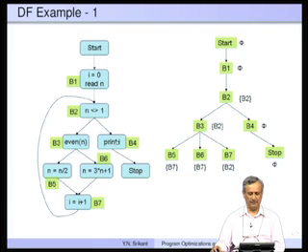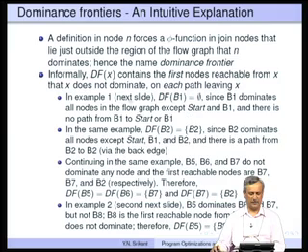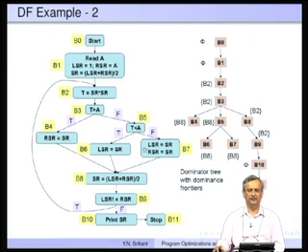B4 dominates stop and there is no other back arc. So, B4 has dominance frontier as phi, and the same is true for stop as well. So, this is what is explained in this particular slide. Let us look at the second example.